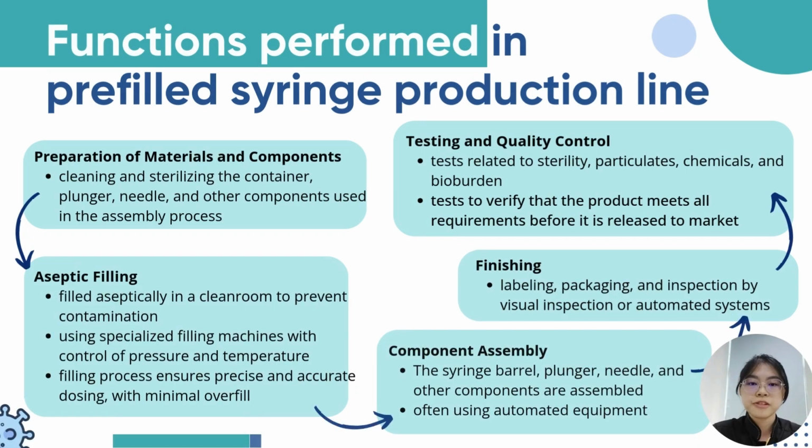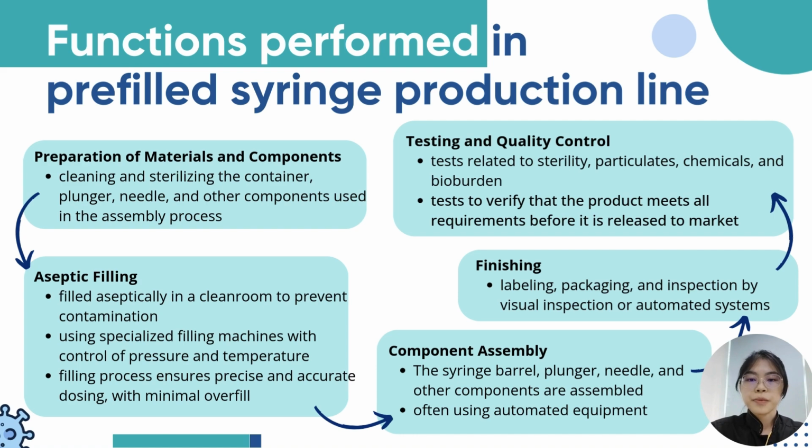Functions performed in a prefilled syringe production line. First, we start with the preparation of materials and components, where the syringe barrel, plunger, needles, and other parts are cleaned and sterilized. Next is aseptic filling, where the product is filled in a clean room using specialized machines that maintain control over pressure and temperature, ensuring accurate dosing with minimal overfill.